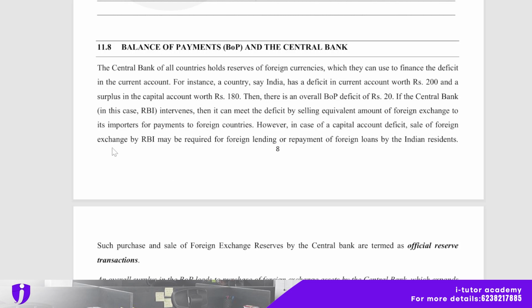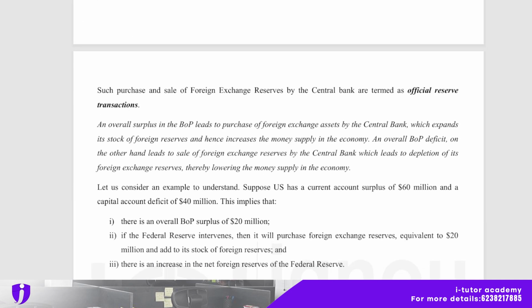If the central bank, in this case RBI, intervenes, then it can meet the deficit by selling an equivalent amount of foreign exchange to its importers for payment to foreign countries. However, in case of a capital account deficit, sales of foreign exchange by RBI may be required for foreign lending or repayment of foreign loans by Indian residents.